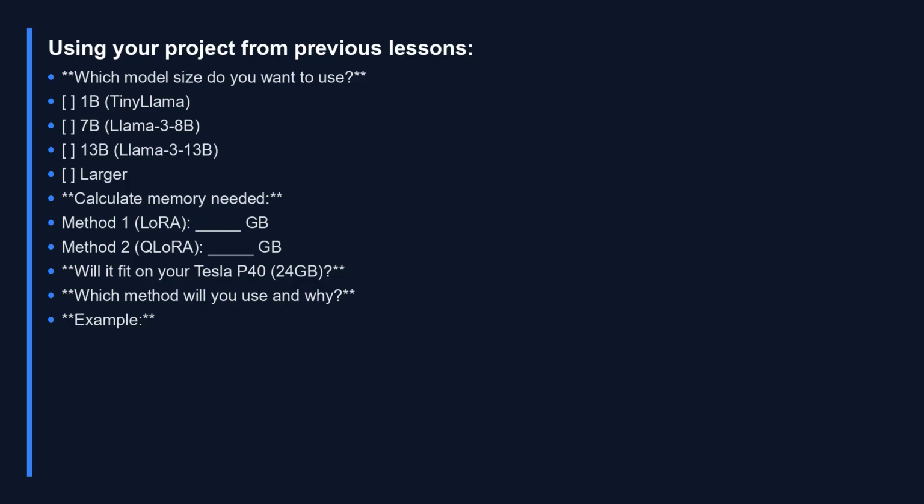Assignment: calculate your project's memory. Before the next lesson, work through this calculation for the model you plan to fine-tune. Pick your target model size: TinyLlama at 1B, Llama 3 8B at 7B, Llama 3 13B or larger. Run the training memory function from this lesson for both LoRA and QLoRA configurations. Verify that at least one of them fits within your 24 GB P40 budget. Then decide which method you'll use and write down your reasoning. The example below shows what a completed analysis looks like.